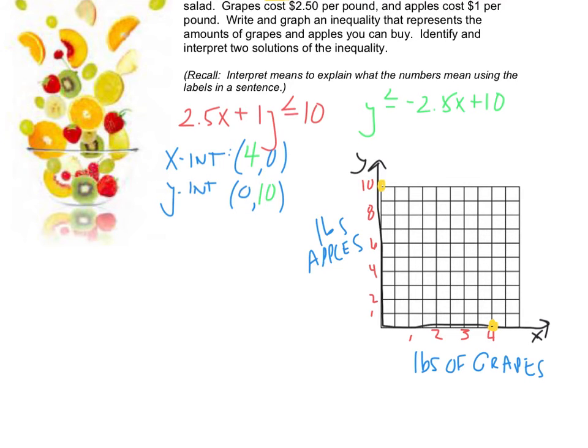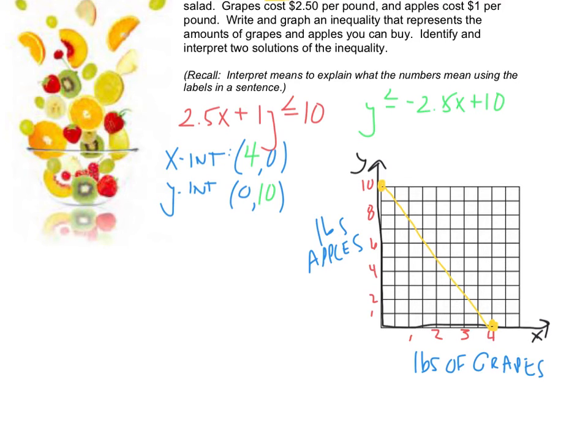Now, before I connect these two dots, is this going to be a dashed line or a solid line? Well, it's going to be a solid line because of this or equal to piece. So once I determine that, I'm going to use my straight edge, and I'm going to connect the dots. If it said you had to spend less than $10, you would need to put the dashed lines.